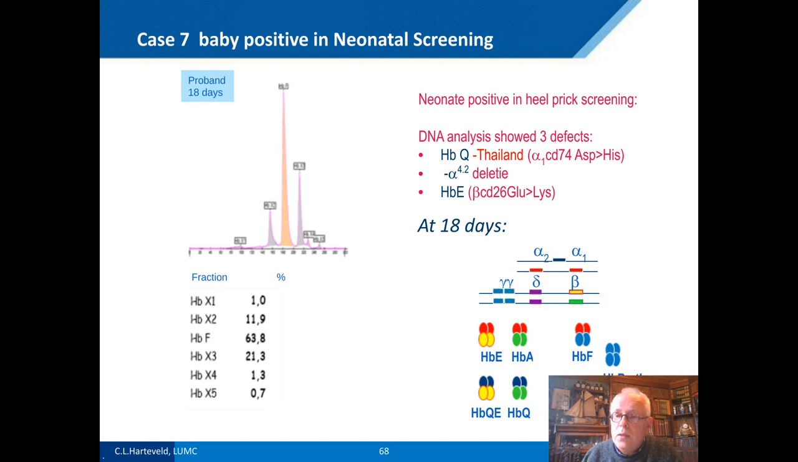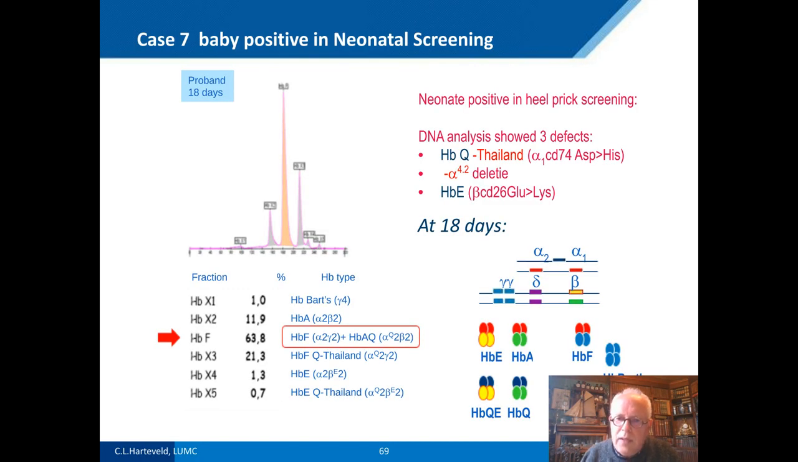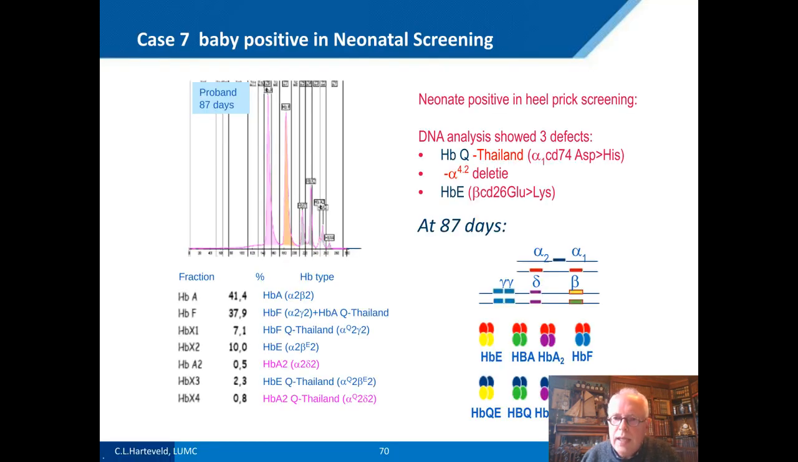Okay. And do we find this back? Well, in fact, you see 6 different peaks, and there are 7 different tetramers. And the reason is that the normal hemoglobin F coincides with the Q-Thailand hemoglobin F. So they're on the same position. So they go together, and that's why the so-called F peak is not really F. It is F and Q-Thailand.